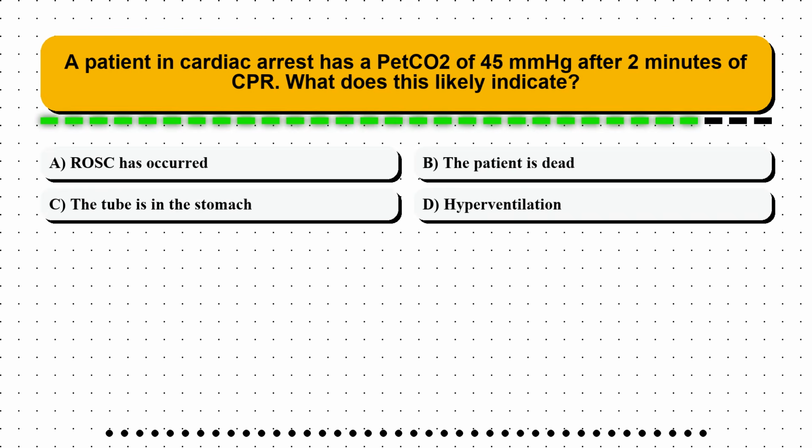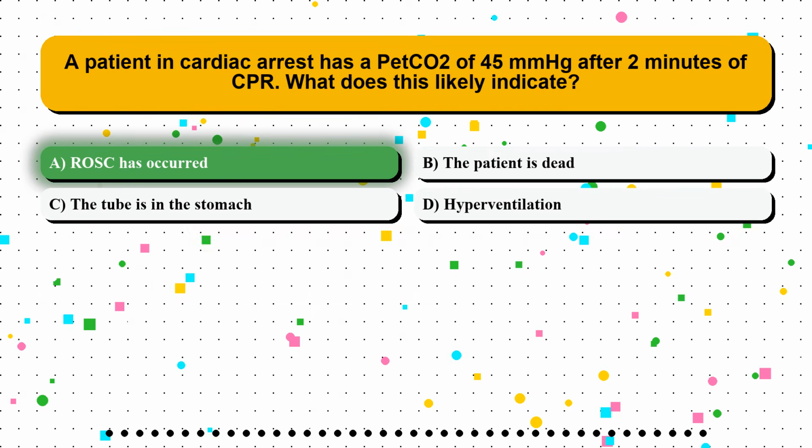Question 32. A patient in cardiac arrest has a PECO2 of 45 mmHg after 2 minutes of CPR. What does this likely indicate? Option A, ROSC has occurred. Option B, the patient is dead. Option C, the tube is in the stomach. Option D, hyperventilation.